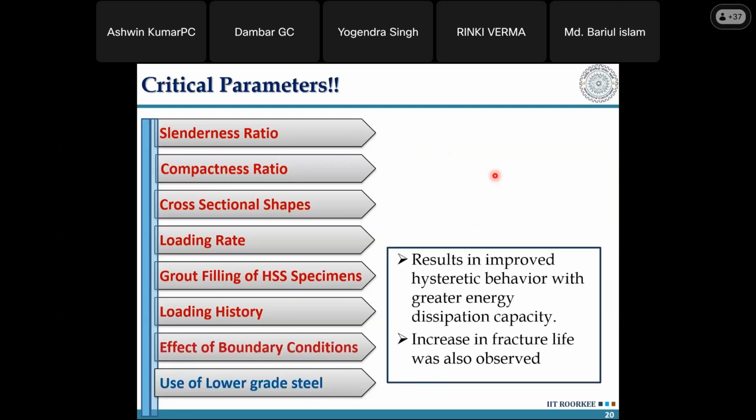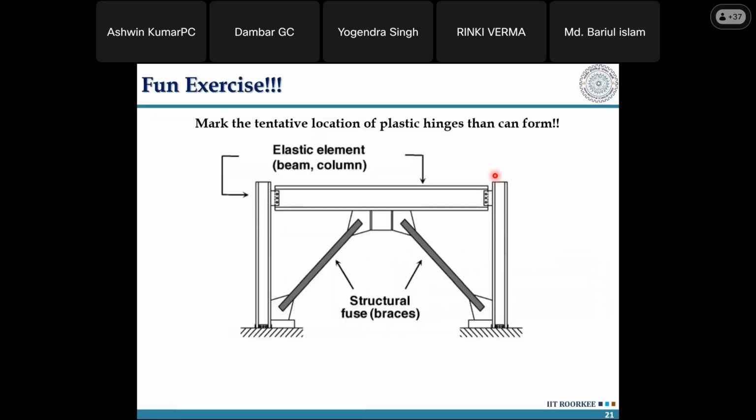Now, if you go for a lower grade steel, we already know that its ductility is going to be better and its fracture life is going to be enhanced. So these are the critical parameters with respect to braces in a braced frame system, which we have to take care of such that we get the maximum optimized performance from the braces. Right. So now if we look at a braced frame system like this, you can see that the base is fixed. The representation may be a little bit odd, but what I meant is, okay, this is a fixed base.